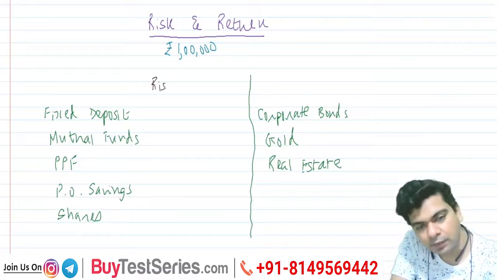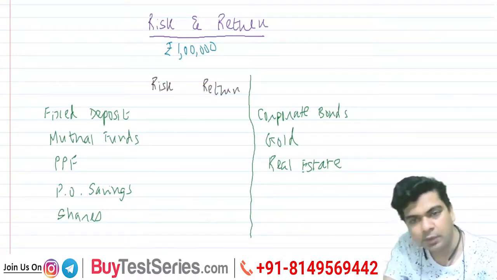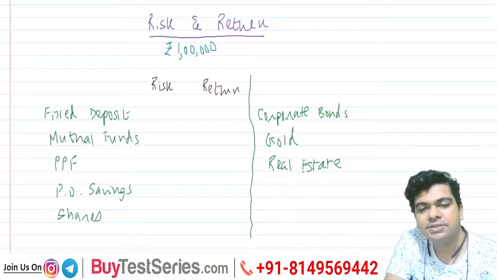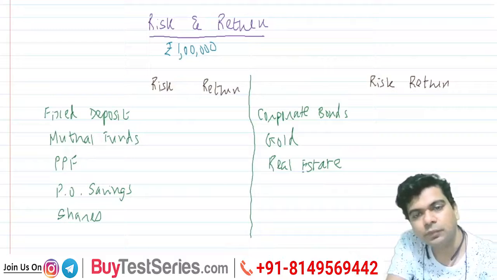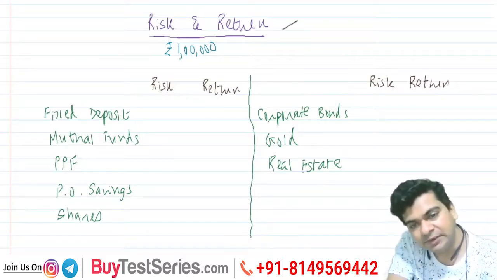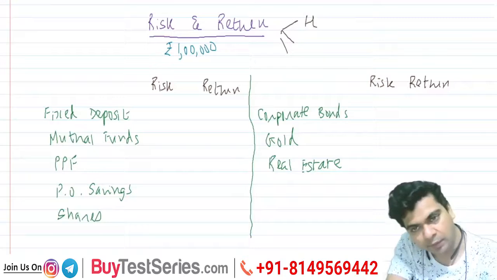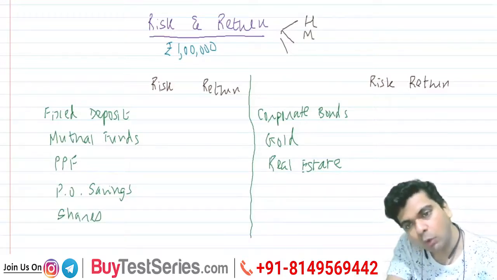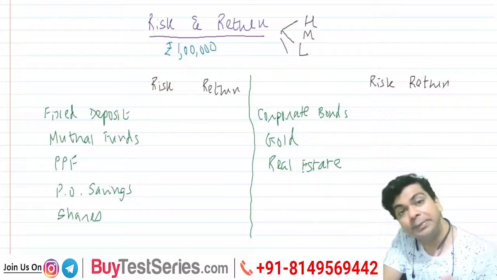I'm putting here risk and I'm putting over here return. Similarly, I say risk here and return. Okay, and let's put them in three categories: high, medium, and low.